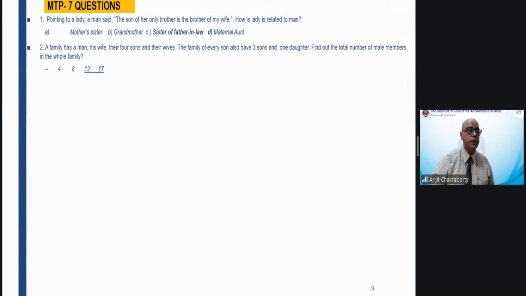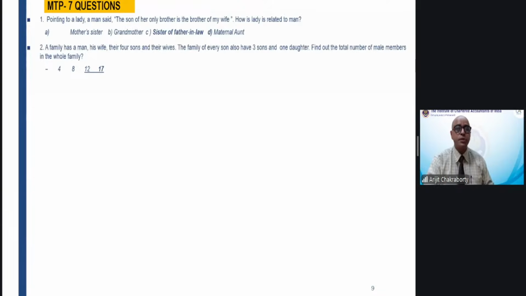So here the question is, how is the lady related to the man? Here the relation is sister of father-in-law. Because here we can see that son's wife. So here we can see father-in-law is the brother. His sister is L, the lady.